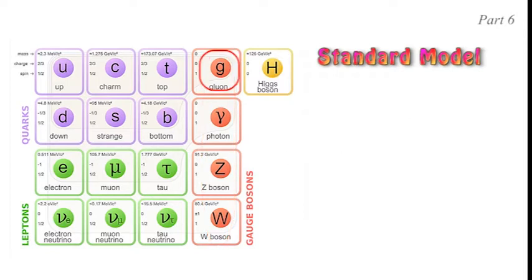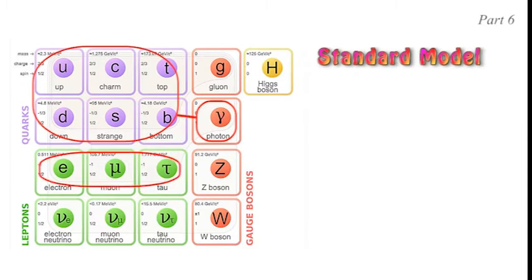The gluons, 8 of them, are the force particles for the color charge of the quarks. Only the quarks. The photon is the force particle for the electrical charge, any electrically charged particles. That's all the quarks and some of the leptons, the electron, the muon and the tau.